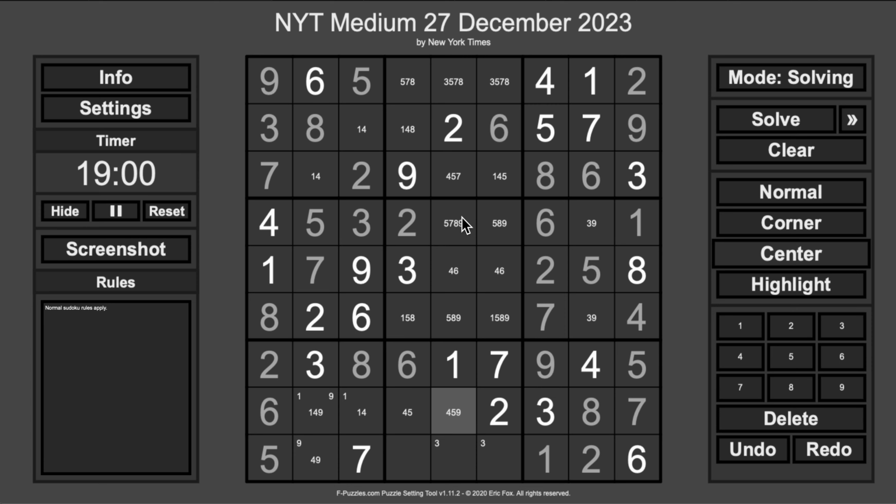Oh, actually, I have another given digit. That's a 7. It's got 3 other 7s looking into box 5. So, this is not 7. This cell at the top of the grid is not 7. None of these cells are 5.